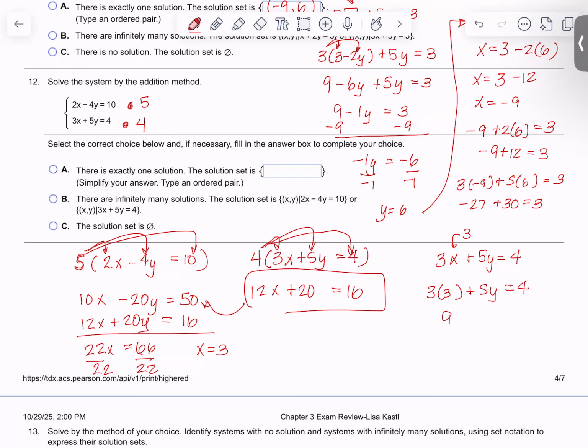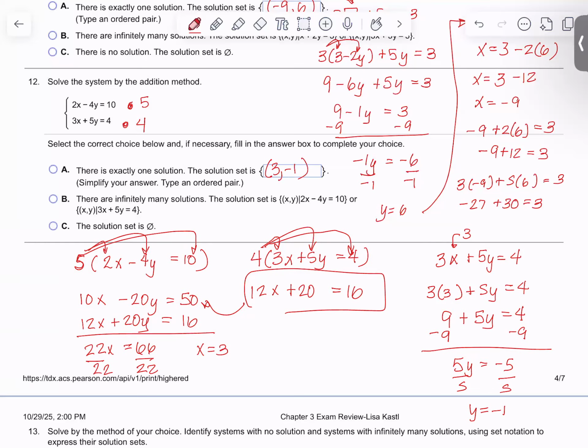3 times 3 is 9. Move the 9 over by subtracting it from both sides. 4 minus 9, the difference in 4 and 9 is 5. The 9 is bigger, its sign is negative, so that's -5. So y is -1. So it appears the solution is 3, -1.